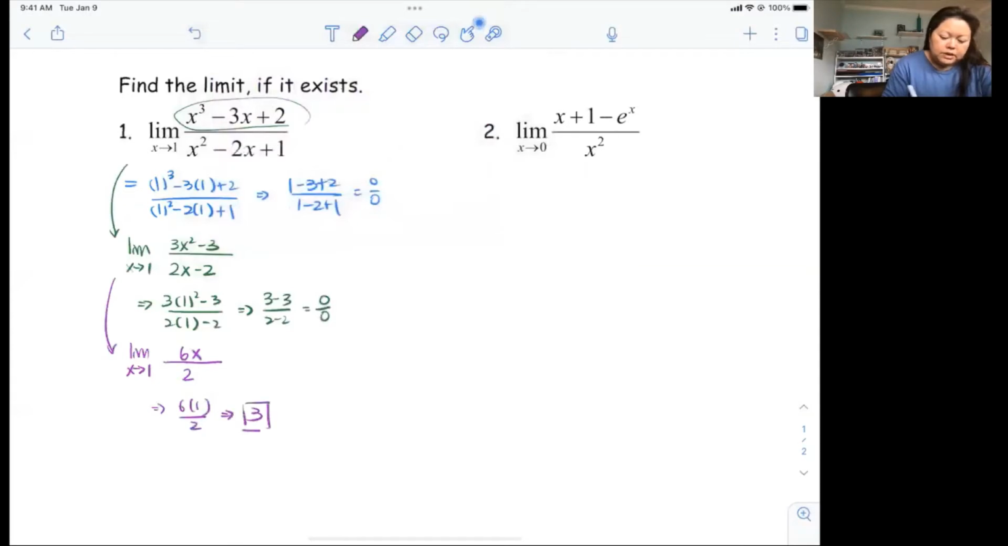My limit is equal to 3. And that's it. That's your limit, right? So again, the key point is just take derivative, plug it in, and keep going until you get a good answer, or at least get an answer that is not 0/0 or infinity over infinity.